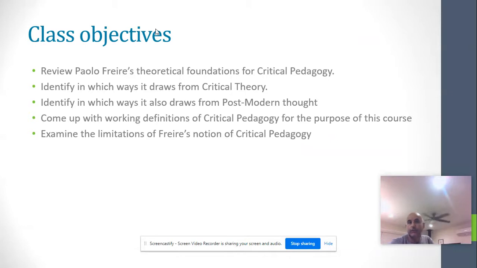So these are the objectives for this unit: review Freire's theoretical foundations of critical pedagogy, and identify in which ways it draws from critical theory. I've adapted that slightly. So in the recap, in the collaborate, I will talk about critical theory and postmodern thought, how it blends both, but you don't have to do this for the unit. I'm giving you a heads up, I will discuss that.